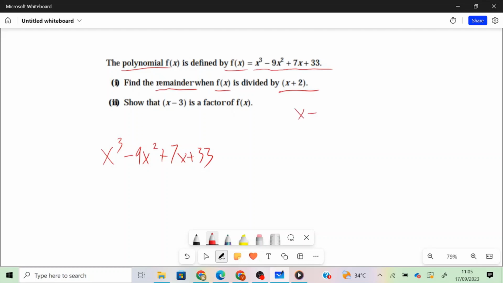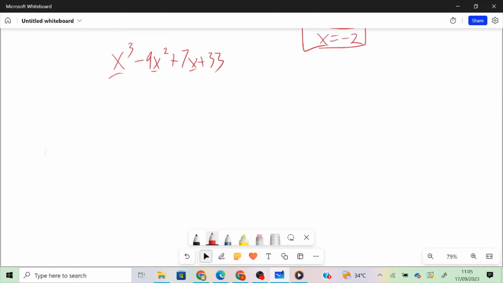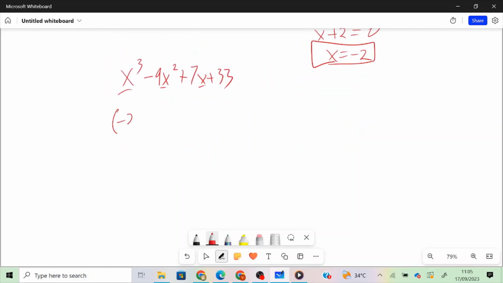And like I said, don't just go and substitute a 2. Equate what you're dividing it by to 0, and then x in this case is minus 2. So you now substitute your x as minus 2 into the various positions of x over here, here, and here. The question says find the remainder, hence we are meant to get a remainder from this. So substituting minus 2 into the x's, we have minus 2 cubed, minus 9 into minus 2 squared, plus 7 into minus 2, plus 33.